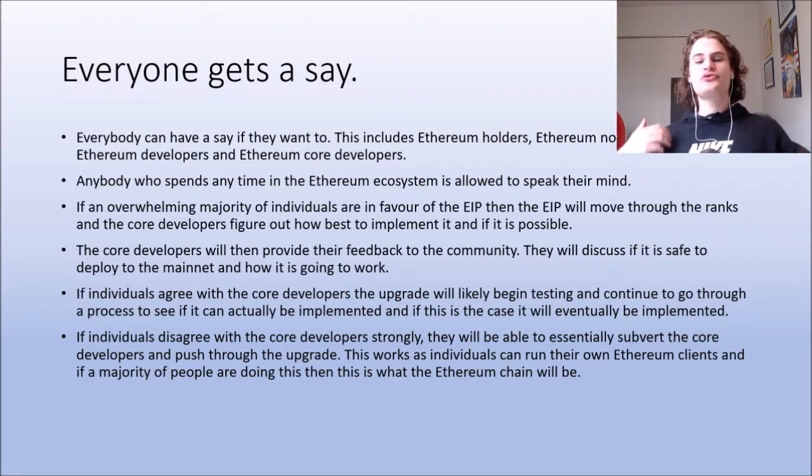Now, if individuals agree with the core developers, then the upgrade will likely begin testing and go through a pretty long process. So if everybody agrees that it will happen, the core developers will start working on the upgrade, they'll start testing it out and seeing if it works and continuing to update the community on the process throughout. Of course, if everything works and it goes through smoothly, well, then this upgrade is likely to pass and it will change the Ethereum protocol. So this is what can happen if everything goes well.